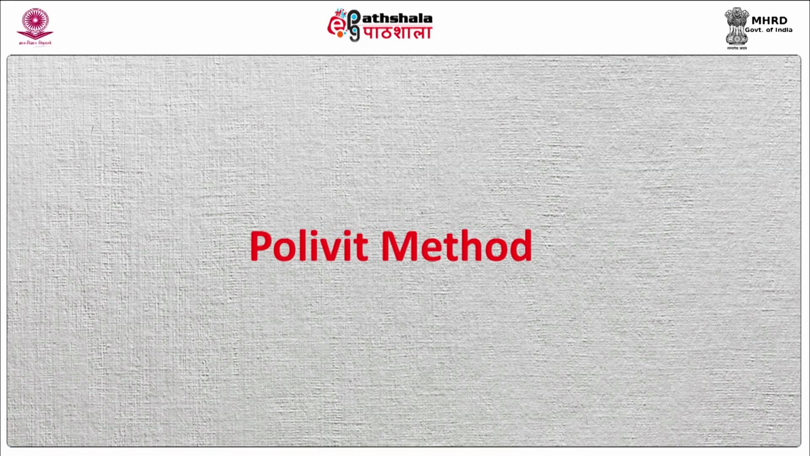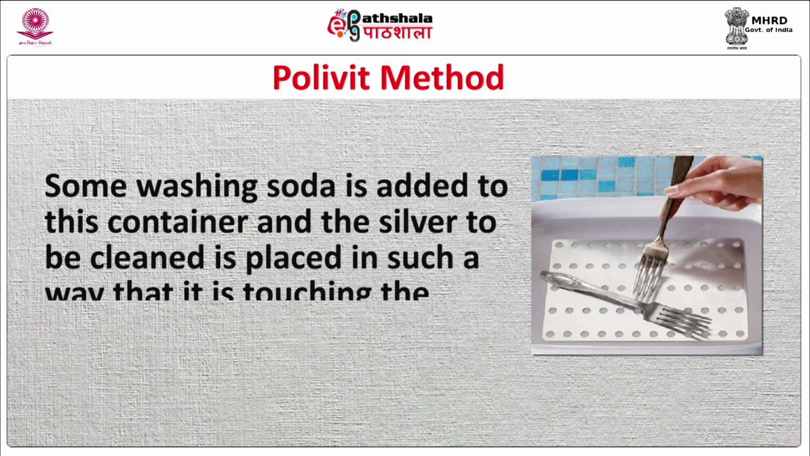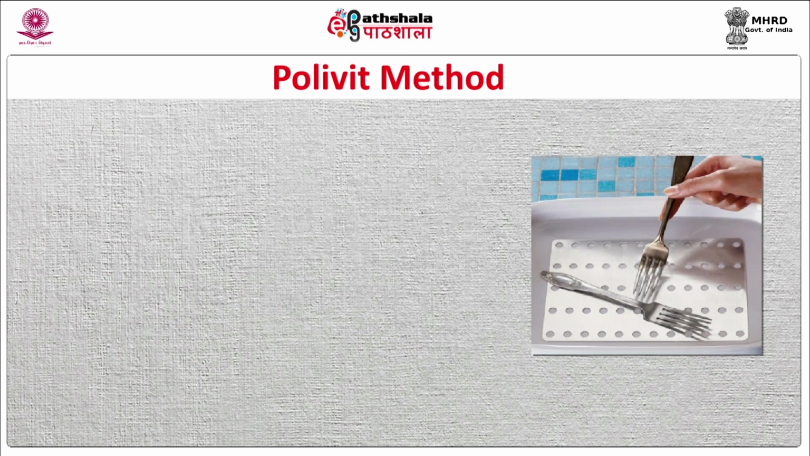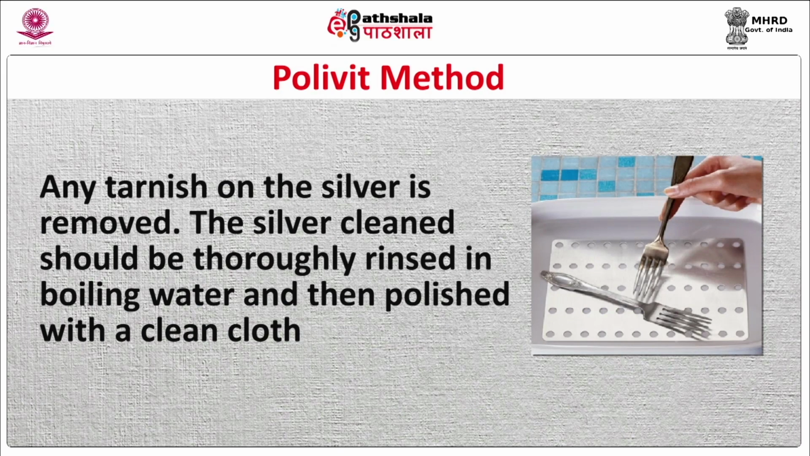Polywitt method. In this method, an aluminium plate which has holes in it, also called a polywitt plate, is placed in a container. Some washing soda is added to this container and the silver to be cleaned is placed in such a way that it is touching the aluminium. Hot boiling water is poured into the container, by virtue of which a chemical reaction takes place, and after 3 to 4 minutes any tarnish on the silver is removed. The silver should be thoroughly rinsed in boiling water and then polished with a clean cloth.